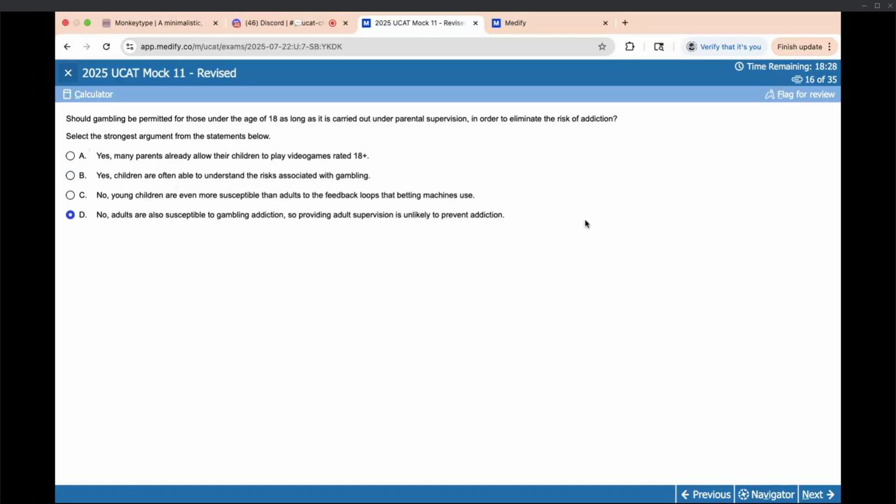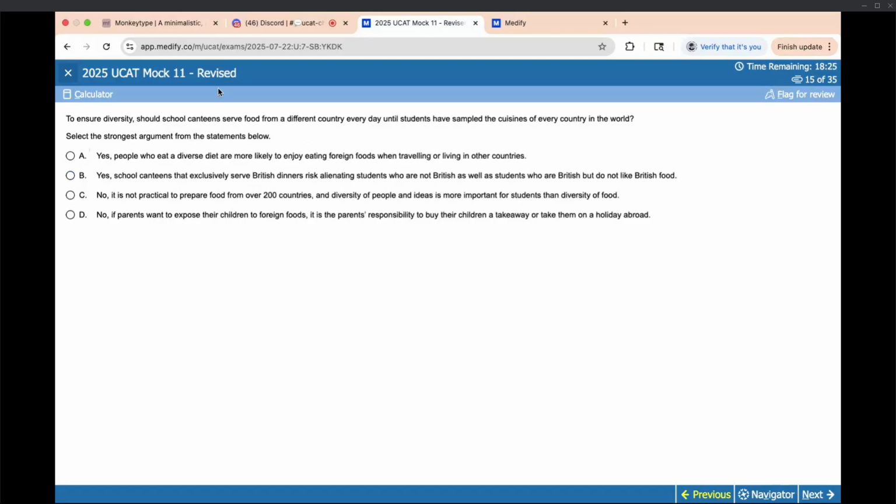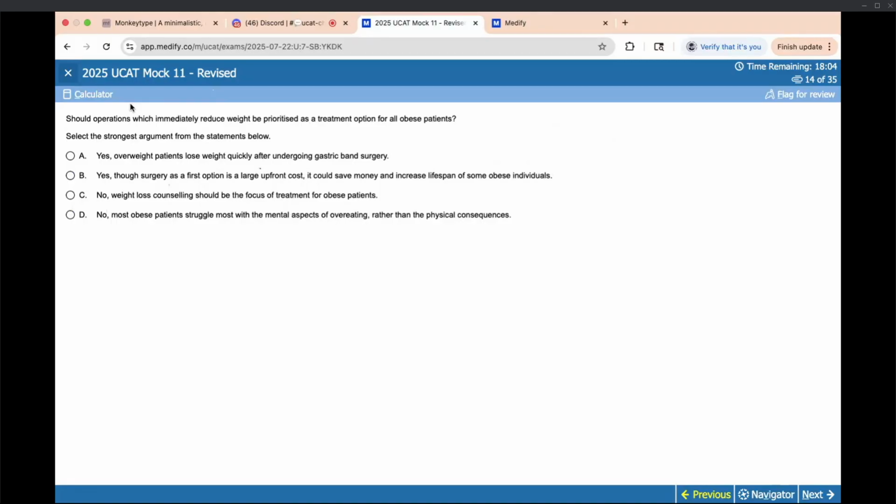Gambling, no, no, no. Prevent addiction. It's the only one that talks about addiction. No, no, that's bad. It's definitely no. But canteens. That's true. People Operation Reduce Weight prioritized, so overweight, it's not plastic gastric band surgery, that's not scoped, weight loss counseling, no, treating rather than physical consequences. That's fun.